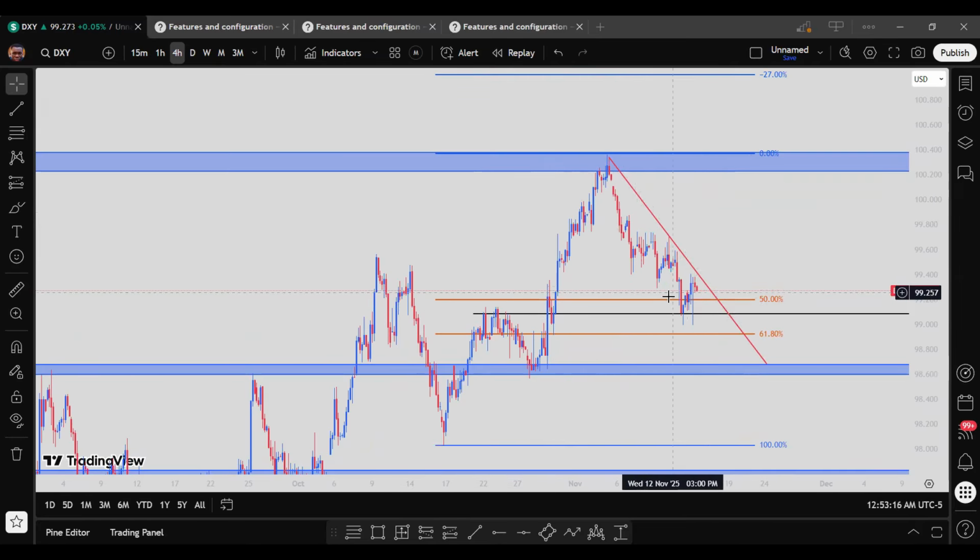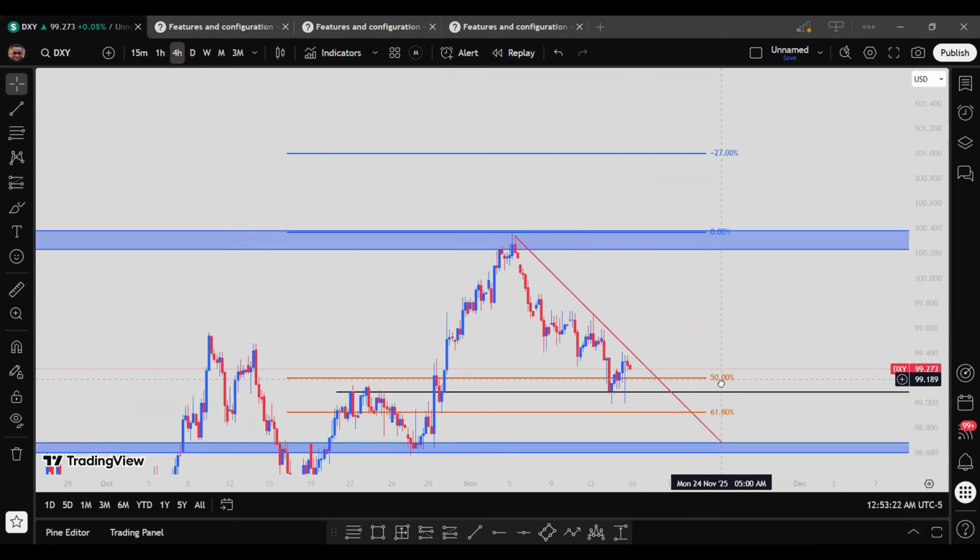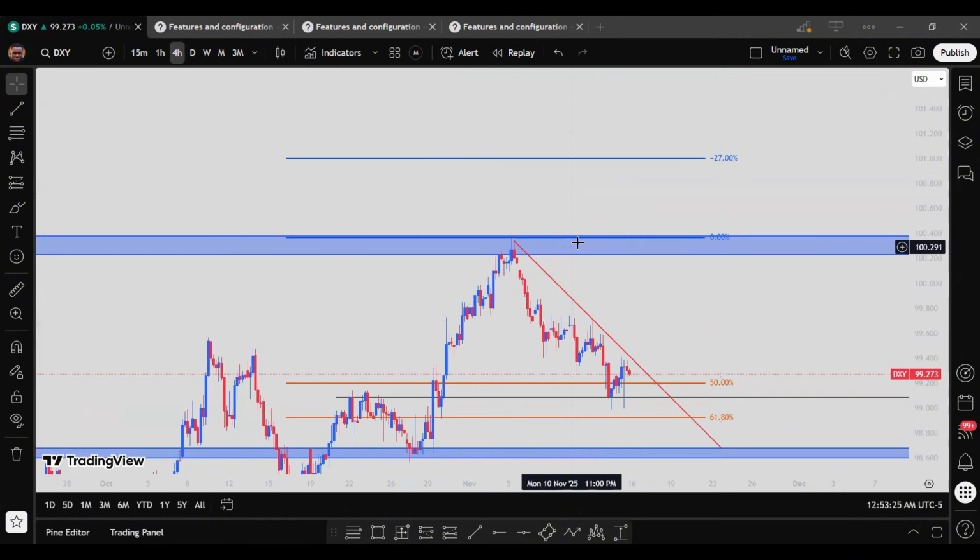So I'm just expecting price to break out of this trend line. If price could break out of this trend line, then the USD is definitely going to continue moving back to the upside. And if that happens, firstly, let me delete this Fibonacci.